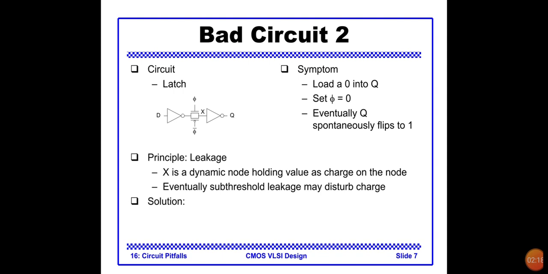The principle: leakage. X is a dynamic node holding its value as charge on the node. Eventually, subthreshold leakage may disturb the charge.